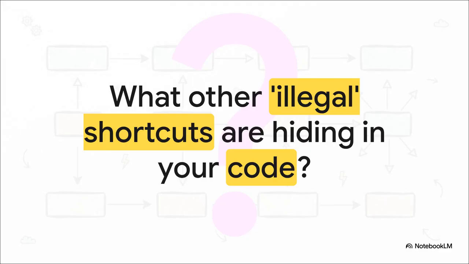So understanding your program's true map, its control flow graph, isn't just about dodging bugs. It's about seeing your code on a whole new level, the way the compiler does. And it makes you wonder, right? If something like this is possible, what other so-called illegal shortcuts are just hiding there in plain sight, waiting to be discovered?